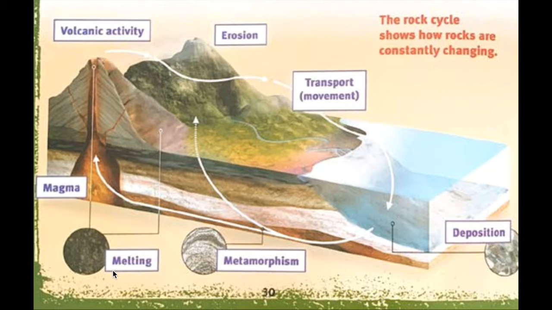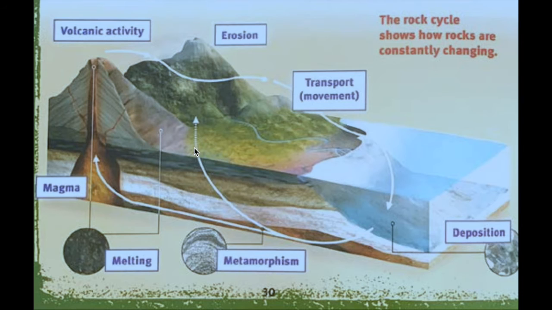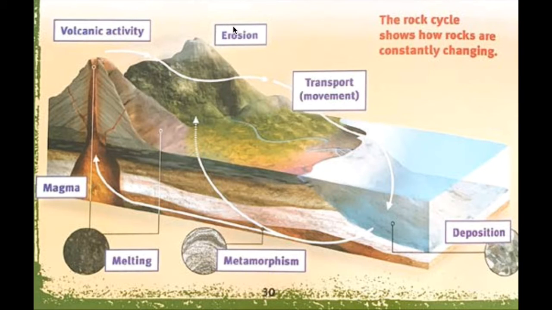So we start with melting and magma. Then we move up to volcanic activity. Next, erosion. Then transport or movement, following our cycle to deposition. Next, metamorphism. And we notice how the cycle goes back to erosion or to melting and magma.